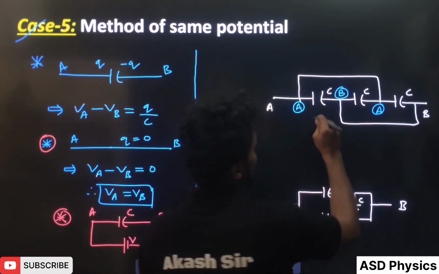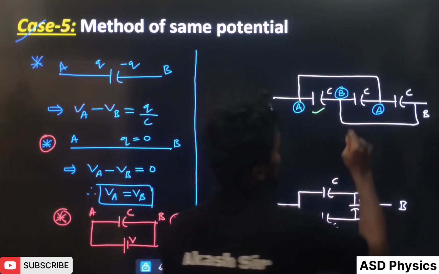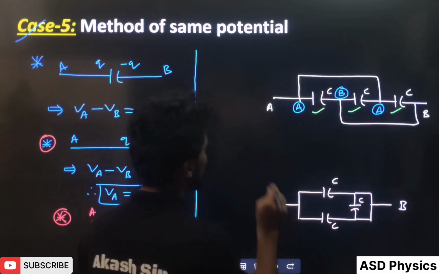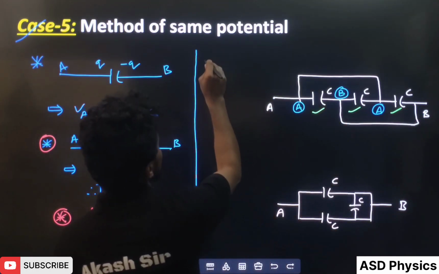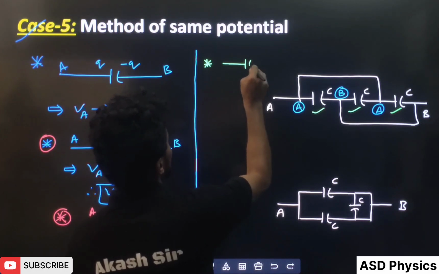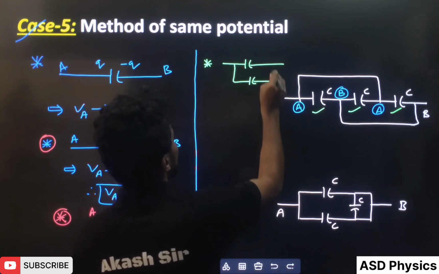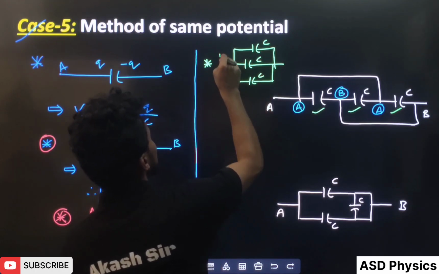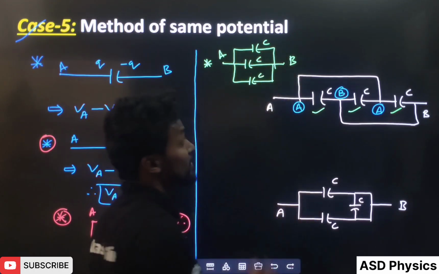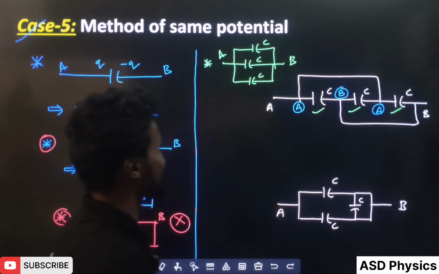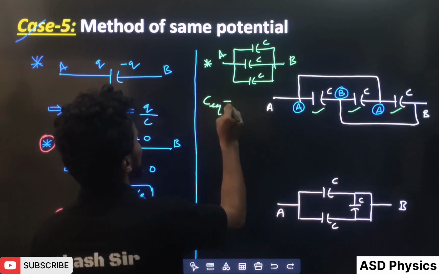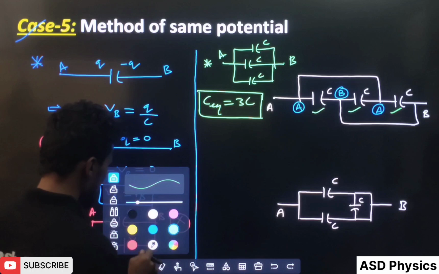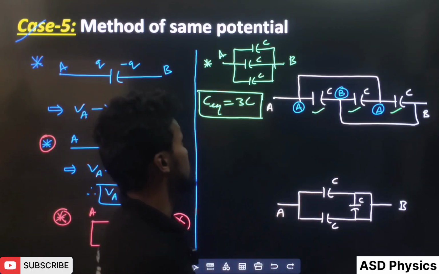What I am telling you, see: this is connected between A and B, this is connected between A and B, and this is also connected between A and B. So if I write the equivalent, this C, and this C, all these Cs, students, are connected in parallel. Parallel connection. And the equivalent here will come to 3C. Can you remember that? Now in the second situation.